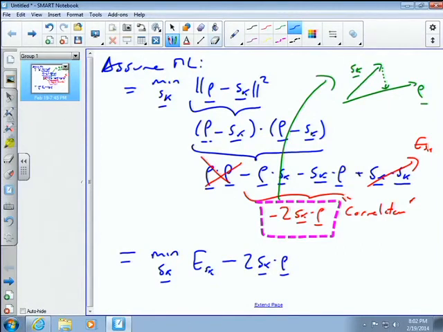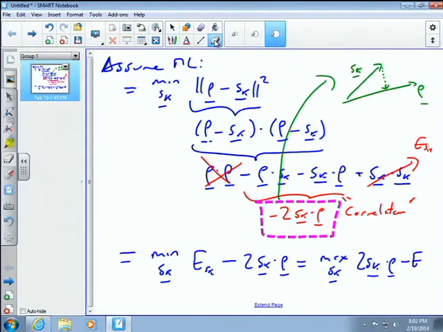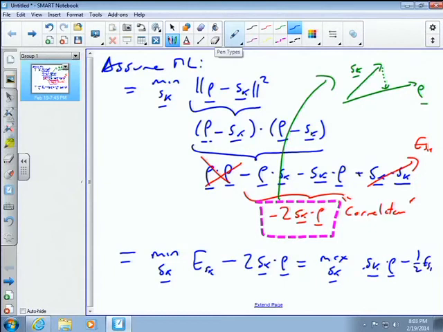Now, I'm going to redo this again, but I'm going to use max over sk. 2 sk dot rho minus the energy, maybe even better yet, for the sake of simplifying my life, 1/2 E_sk. Okay? So you might say, okay, how do I realize this? And this is how you realize it.